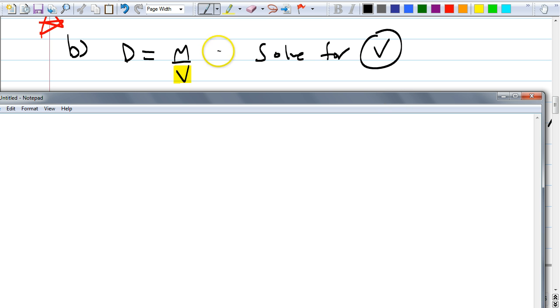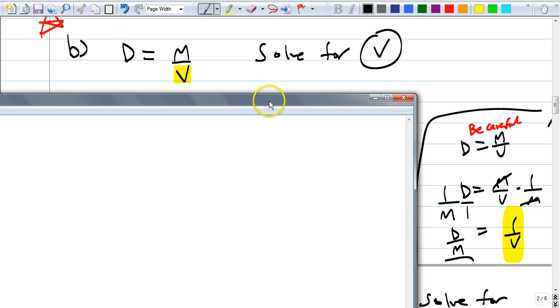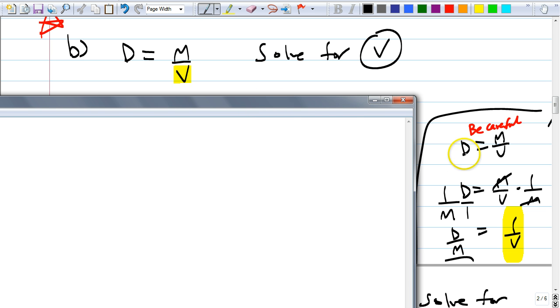What I'm saying is the m doesn't go away. You see how the v is on the denominator? You get 1 over v. Look what happens if you divide both sides by m, that's the same thing as multiplying by 1 over m, right? So does the right side become v or does it become 1 over v? 1 over v. Are we solving for 1 over v or v? v. So if you thought that v is equal to d over m, that would be wrong.